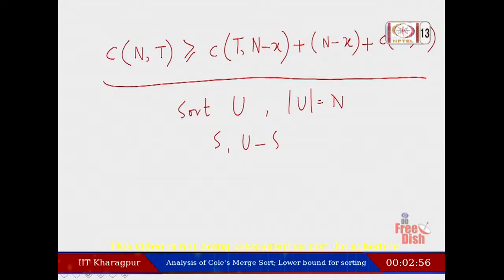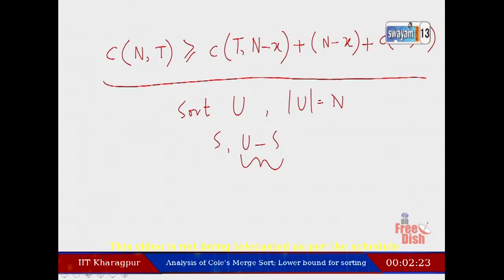What we have assumed is that it has done the best it could, so this algorithm is on course to sorting U minus S in t steps. Therefore, the total number of comparisons that the algorithm will be performing within U minus S would be C(t, n minus x). The size of U minus S is n minus x, and this is going to be sorted in t steps in the best possible way.